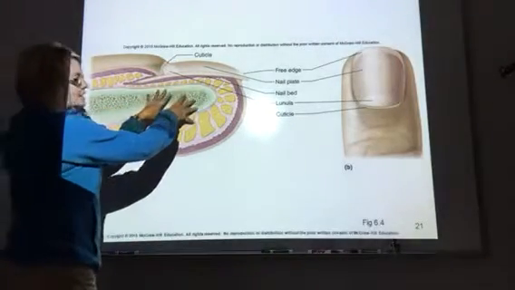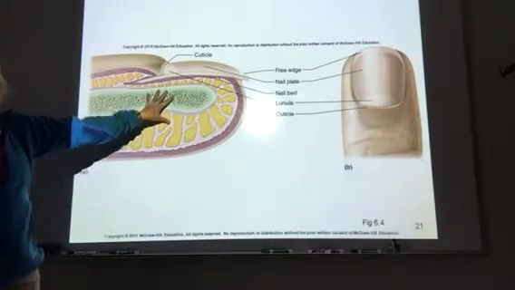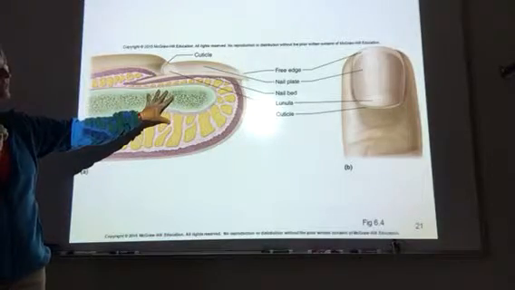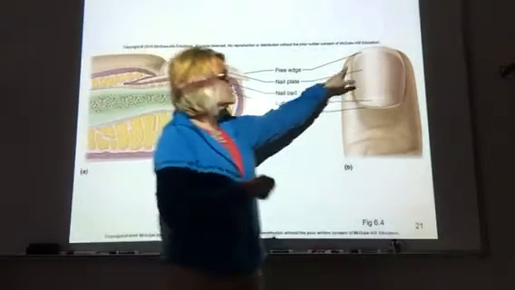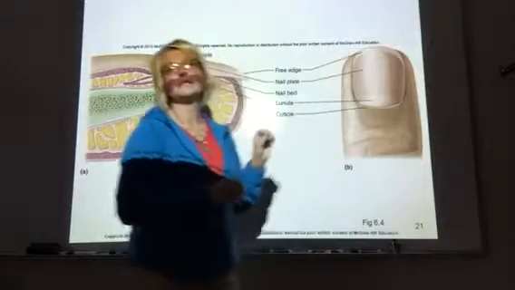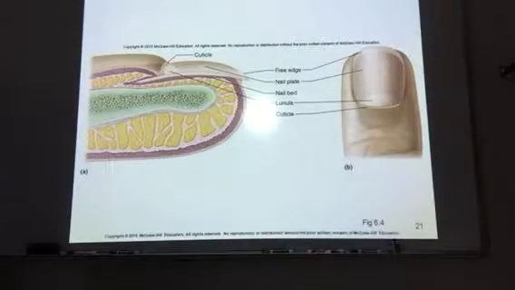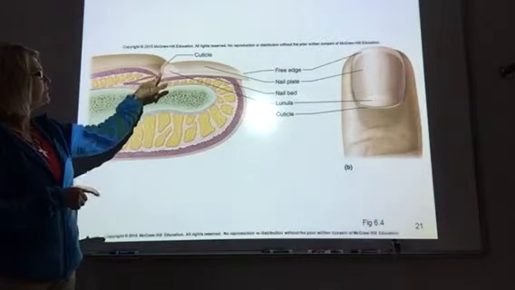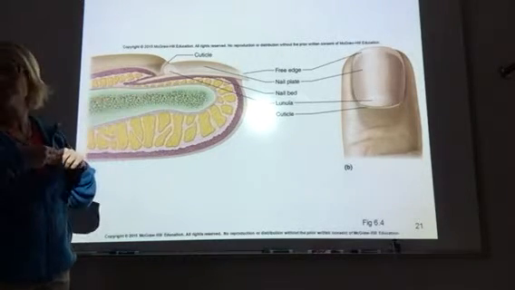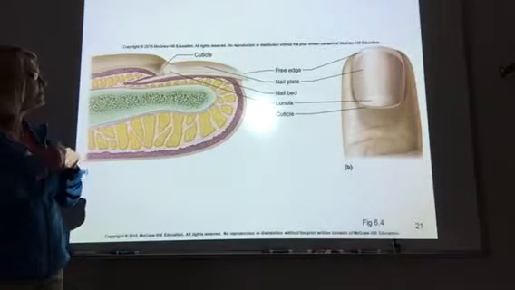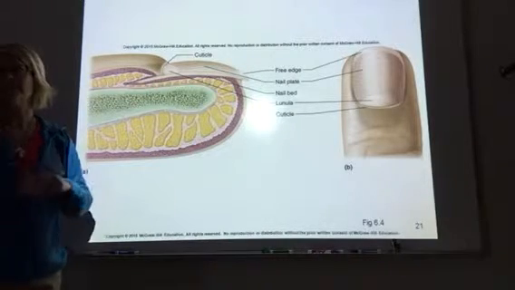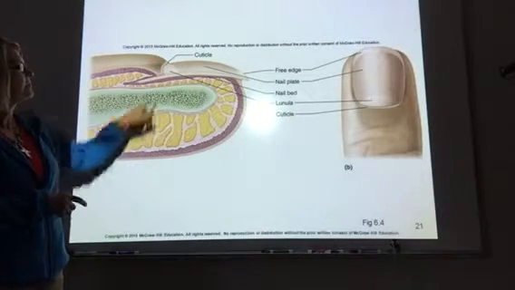So this diagram, you will need to know the parts of the nail. The free edge is the part that you clip. It's the outside part that basically hangs over your finger or toe. Cuticle, some of you might push back your cuticles, work with your cuticles. I myself am terrible with my nails.